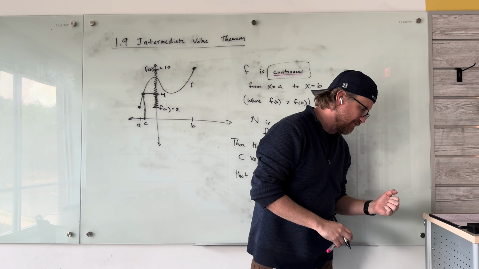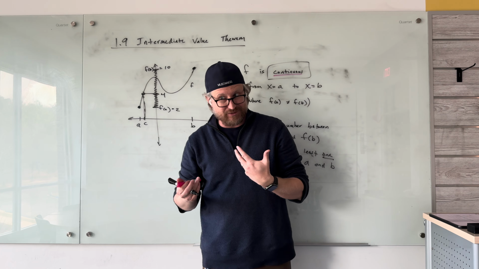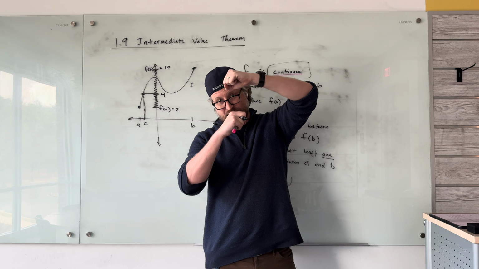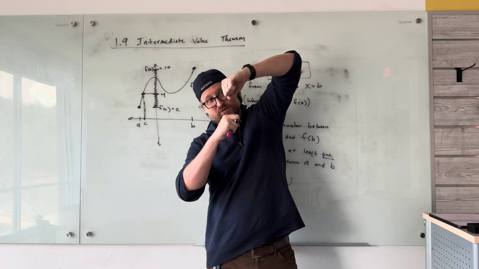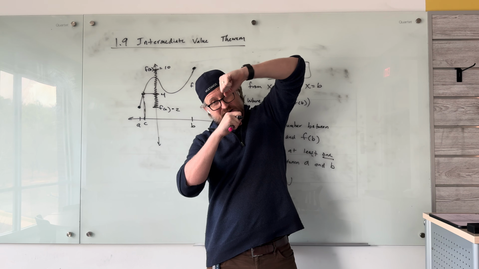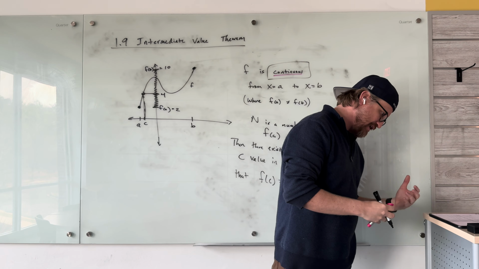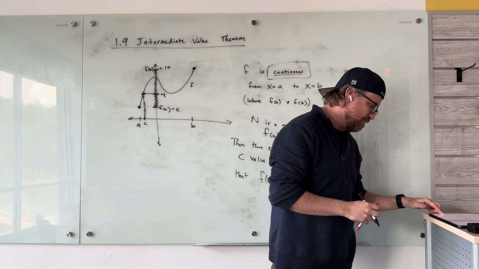G being defined for all x in the interval might also not be enough, because I could have a filled in dot, and again, skip 50. It goes up to 49, and then it starts back at 51. Still defined at every x value, but I don't hit that y value. Continuity is the key.